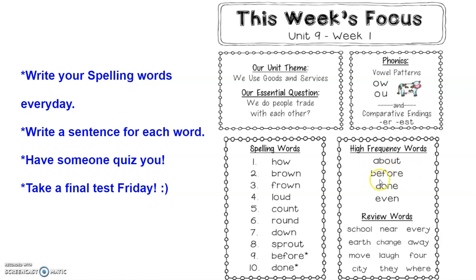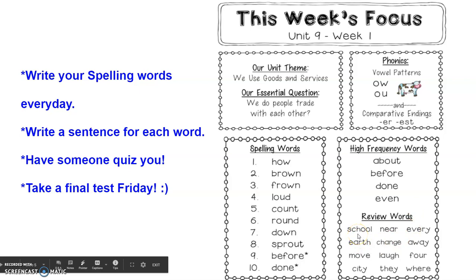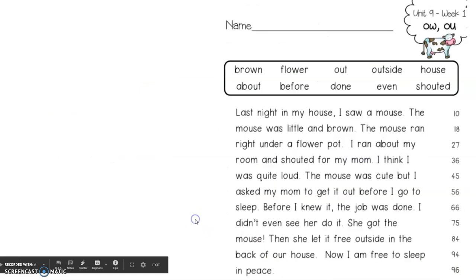Let's look at our high frequency words for this week. About, before, done, and even. Make sure you're practicing those all week. Here's our review words. Very important to review because we're getting ready for 2nd grade. School, earth, move, city, near, change, laugh, they, every, away, for, and where. All right, make sure you practice those words.